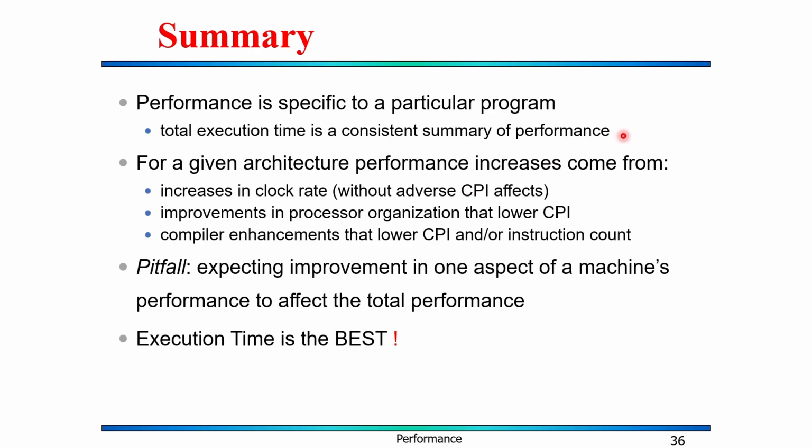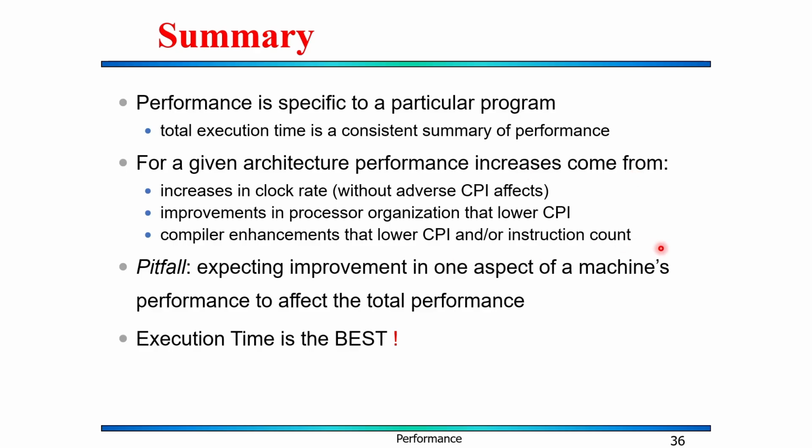For a given architecture, performance increases can come from three main sources: increases in clock rate, as long as they do not adversely affect the CPI; improvements in processor organization that lower the average CPI; and compiler enhancements that lower CPI or reduce the instruction count.